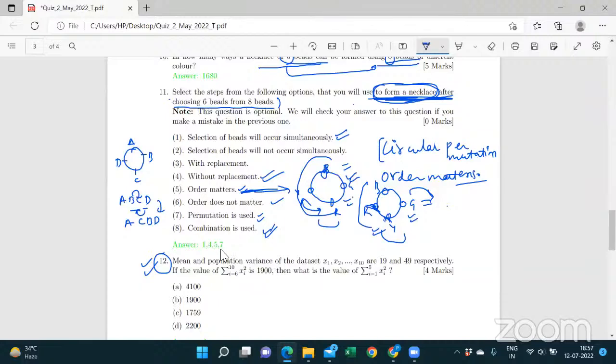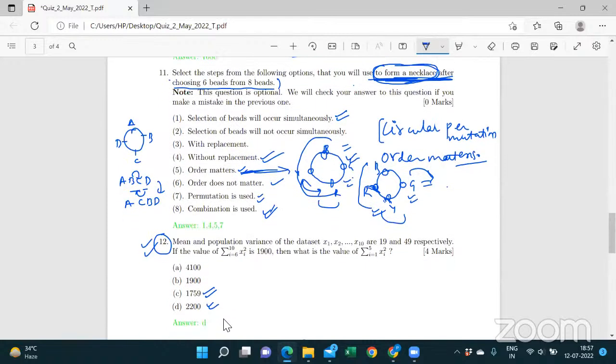Now come to the next question. What is the correct option for this question? How many of you got 2200? Okay. I got 175, and I also got 175, sir. But I think the correct answer is 2200.